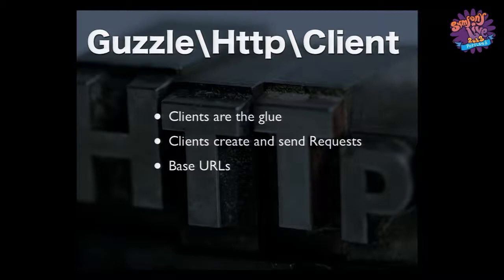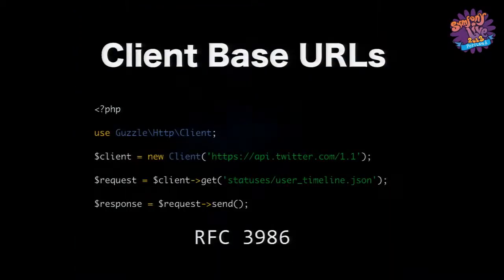And clients also have base URLs. A base URL is a way that you can interact with an API, and you can send requests with a client that has this base URL. Say here is twitter.com's API. You can send a GET request using a relative URL, and this gets merged in to the base URL of the client following RFC 3986.